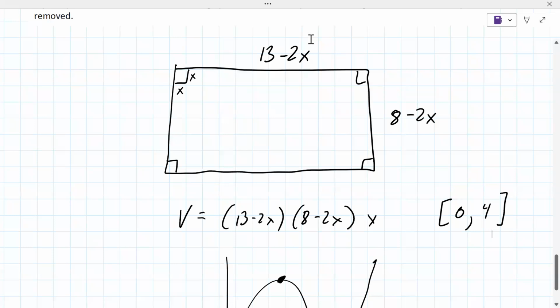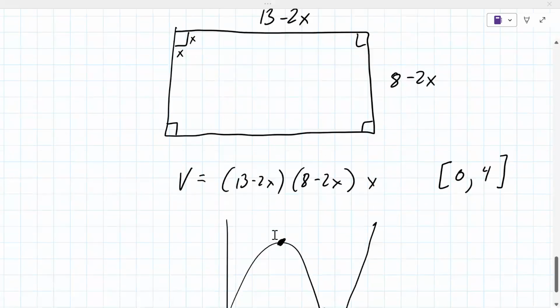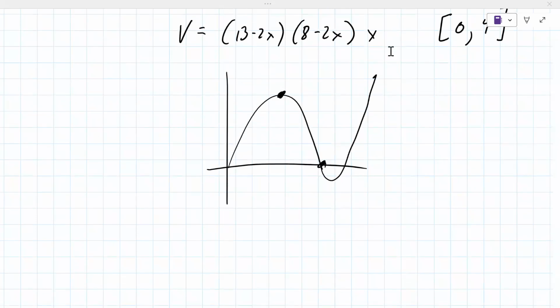So yeah, I did get 0 to 4 for the domain. So go ahead and graph this and tell me the x value where the maximum is. I want both ordered pairs or values up here, the x and the y.